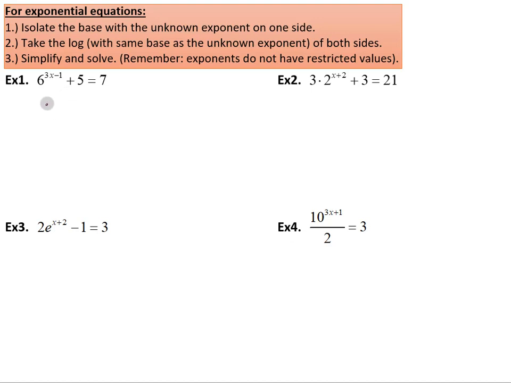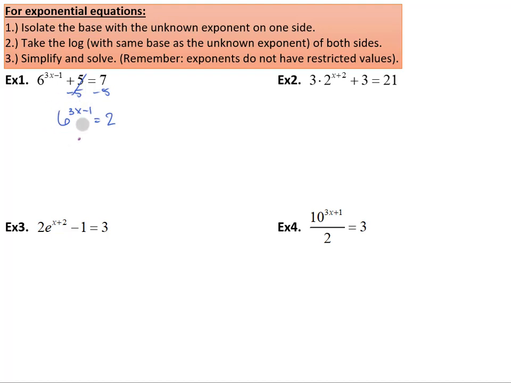Okay, so that was just explaining the ideas that we can use here. So let's start by talking about solving exponential equations. That's where my unknown's up in an exponent. The first thing we want to do is isolate the base that has our unknown exponent on one side of the equation. So here, 6 has our unknown, right? And we need to isolate it on one side. So for example 1, we'd subtract 5 from both sides. 6 to the 3x minus 1 equals 2.